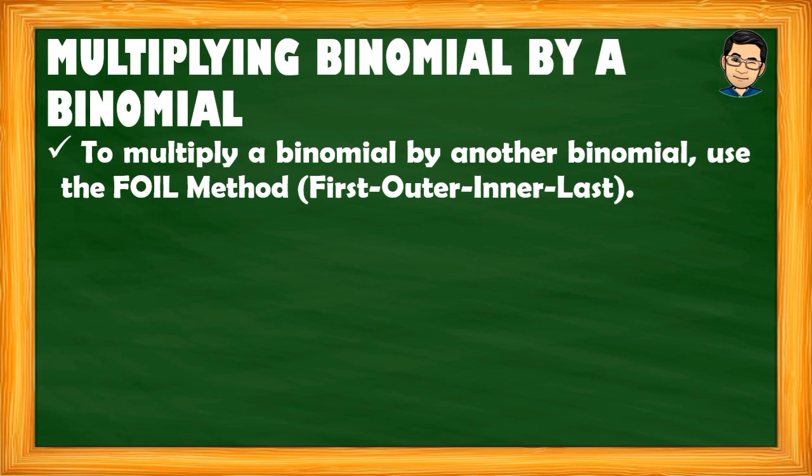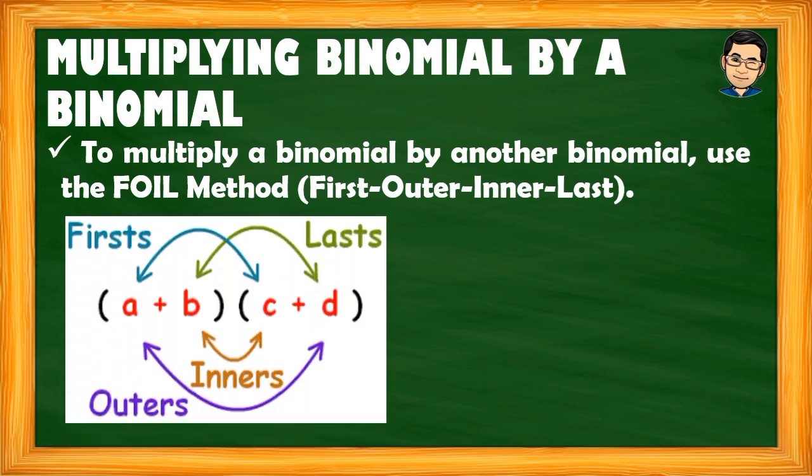So, para mas maintindihan nyo yung FOIL method na yan, ito po yun. And then, imumultiply natin yung dalawang first term, dalawang outer terms, dalawang inner terms, tsaka dalawang last terms. So, ito po yung sagot dyan: AC plus AD plus BC plus BD.